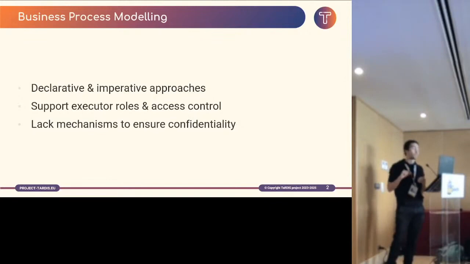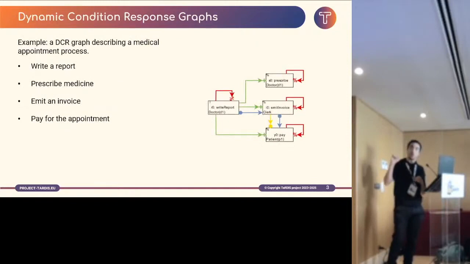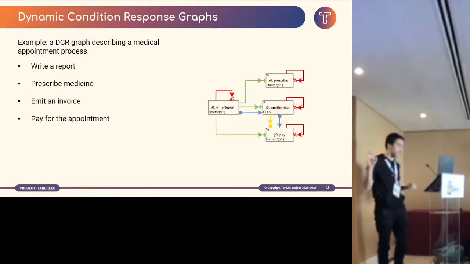Okay, so we will focus explicitly on dynamic condition response graphs, which are a declarative event-based approach to business processes. Here we have the example of a DCR graph, which models the medical appointment process. There are four events: write report, prescribe medicine, emit invoice, and the payment event. There are some restrictions between these events.